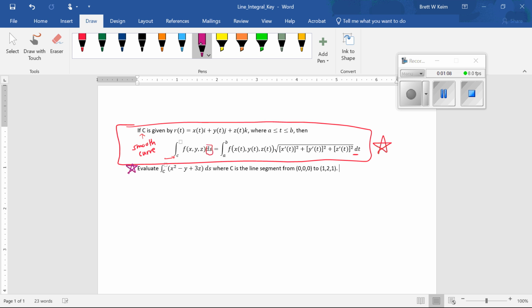So if you haven't had a chance, please do write down this example. We're looking to evaluate the line integral, this thing here, where C is the line segment from the origin to the three-dimensional point 1, 2, 1. It could be very helpful to attempt to draw such a thing. Again, I say attempt. I'm not the greatest artist, but I will do my absolute best here.